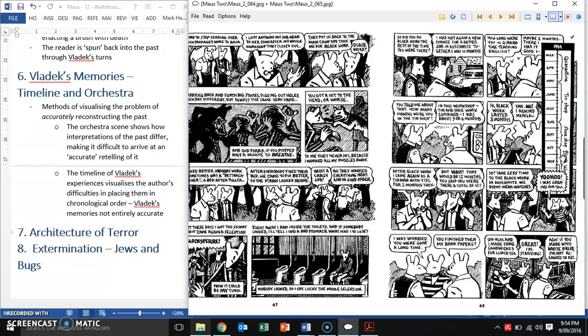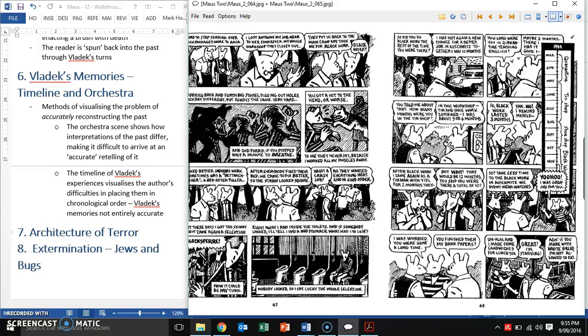Vladek's memories of what he was doing in Auschwitz and for how long do not match up with his previous retellings. Okay, so previous recordings don't match up with more recent ones. And we need to ask, do we need to know exactly when different parts of Vladek's story happened? Does it really matter? At the bottom of the timeline, Art is trying to work out how long Vladek was doing black work for. Yet we're ultimately left wondering.